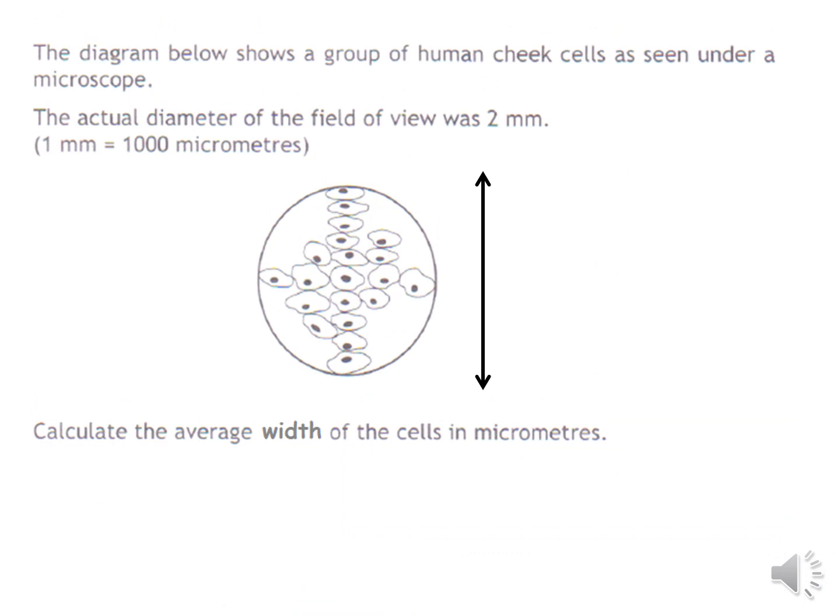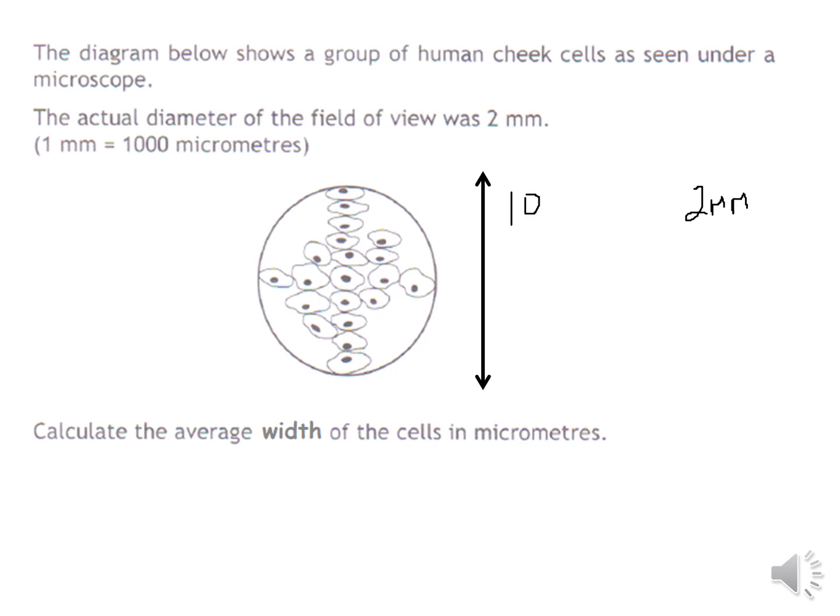Okay folks, the diagram below shows a group of human cheek cells as seen under a microscope. This time the actual diameter of the field of view was 2 millimetres. So calculate the average width of the cells in micrometres. So again, we know that the field of view is 2 millimetres whenever you're going up or down. So how many cells have we got within our field of view? 1, 2, 3, 4, 5, 6, 7, 8, 9, 10. So what we're saying is 10 cells gives us a diameter of 2, or a width of 2 millimetres.